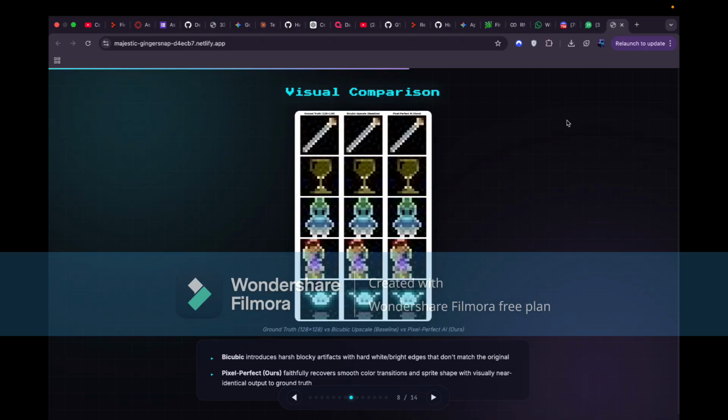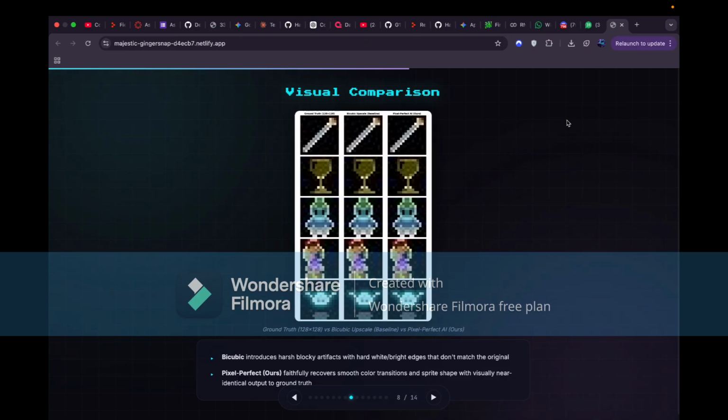Okay, and then we're going to start from slide 8. Here's a side-by-side comparison. The left column shows the ground truth at 128 by 128. The middle shows the bicubic upscale, our baseline, and the right shows our pixel perfect model's output.